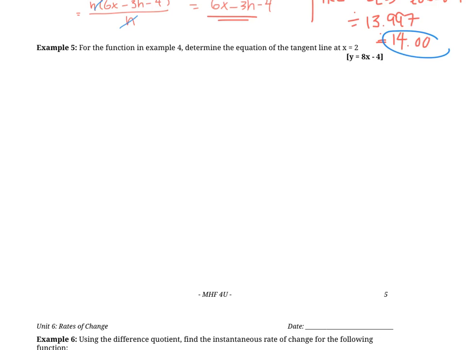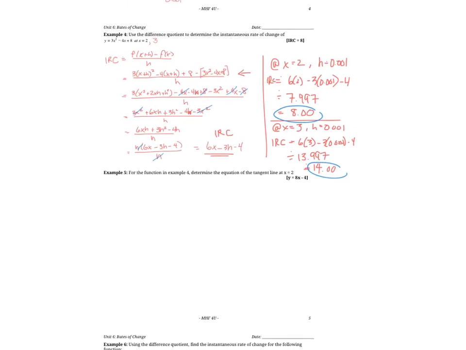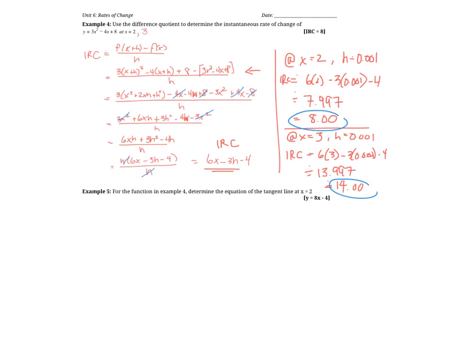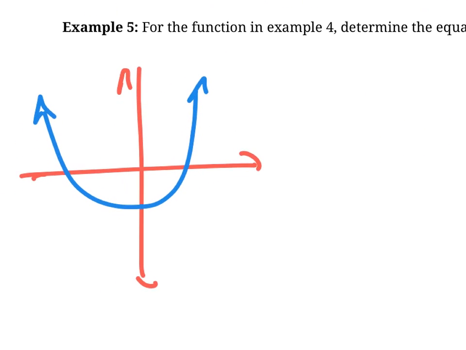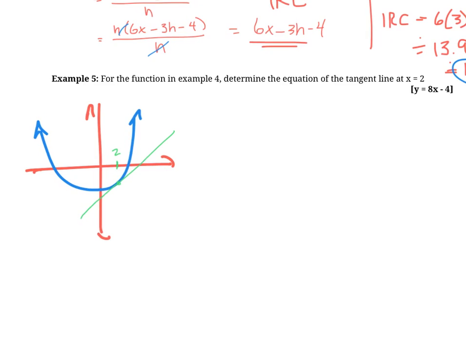So the next question asks us, going back to example 4, determine the equation of the tangent line at x equals 2. So let's think about what we've found so far. First of all, we know we have a quadratic here. So that function that we're given in the previous question is a quadratic. So it'll look something like that. I don't know exactly what it looks like, I'm just drawing it. It opens up, and whatever. Doesn't matter. We want to know what the equation of this tangent line is at x equals 2. So say that this is 2 here. Our tangent line at this point is going to look something like that, right? It's going to just touch at that one point. So we want to know the equation of that line for this question.